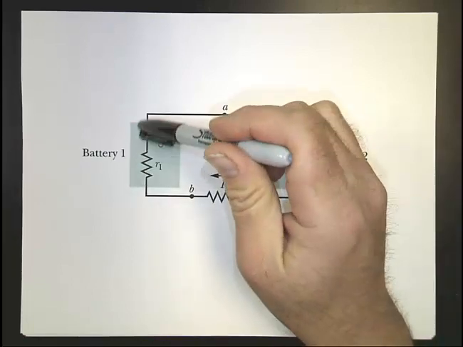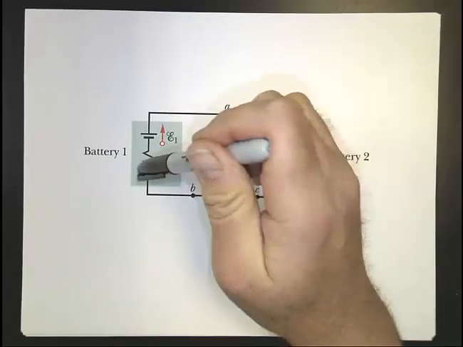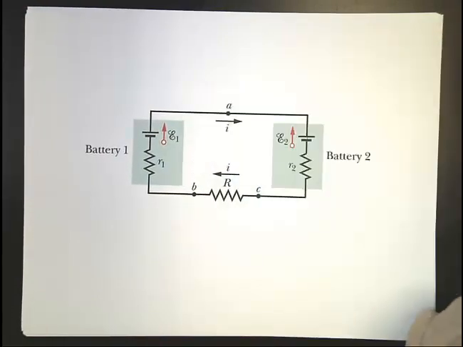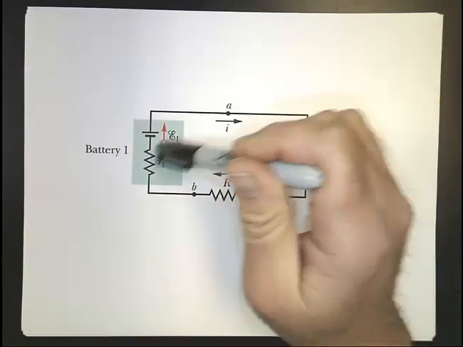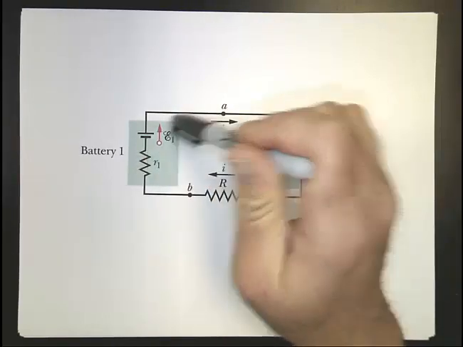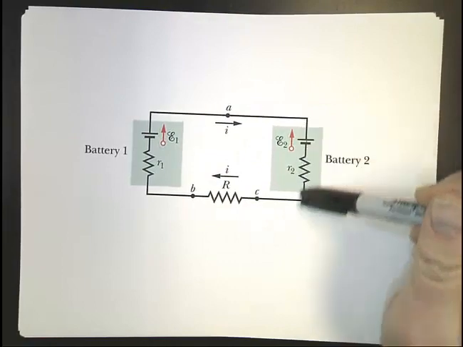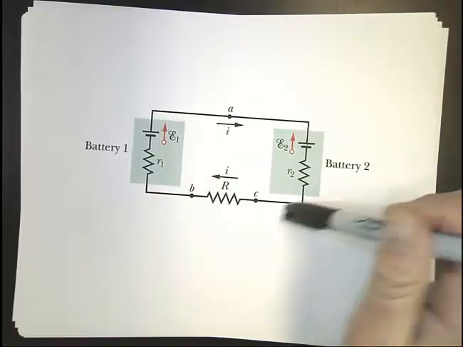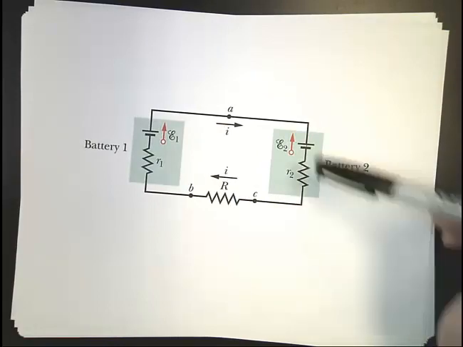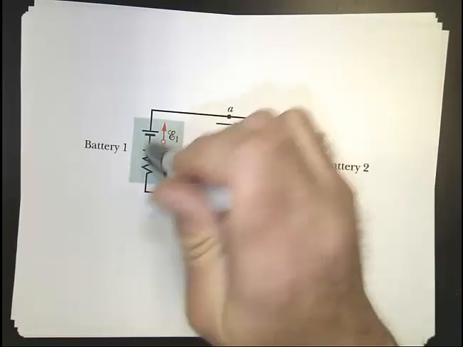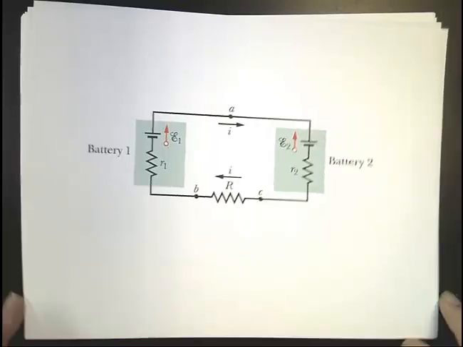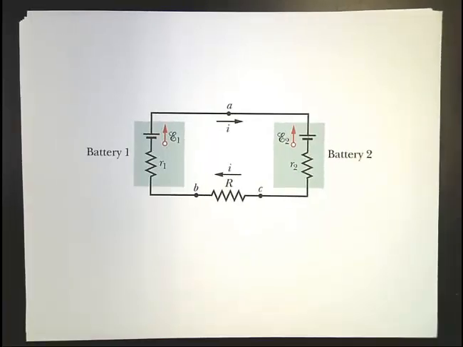This one is trying to push our positive conventional current this way. This one is trying to push it this way. Apparently, this one is at a higher potential or higher EMF, because the current is actually flowing this way through the circuit. So it's almost as if this battery is hooked up to be recharged. You've got this guy on a charger, a source of EMF, and we're charging up this battery. That's one possible interpretation of the diagram.